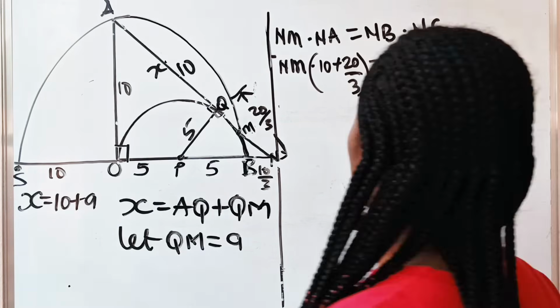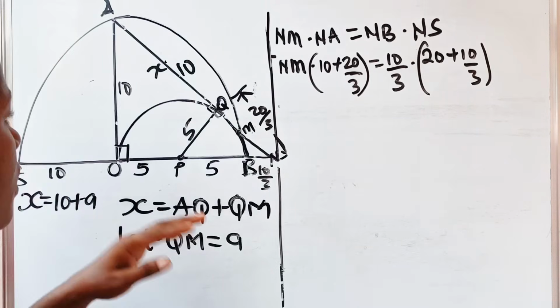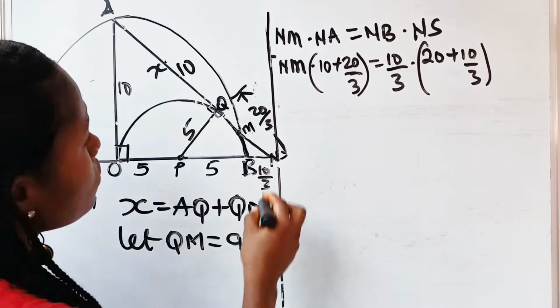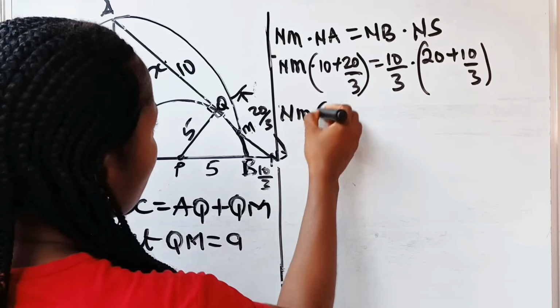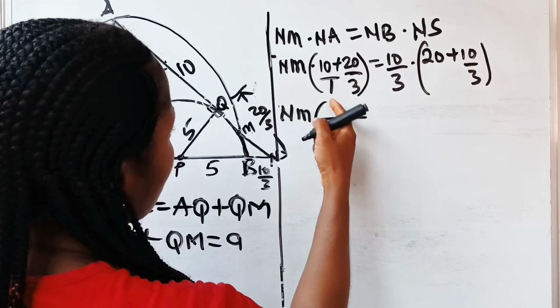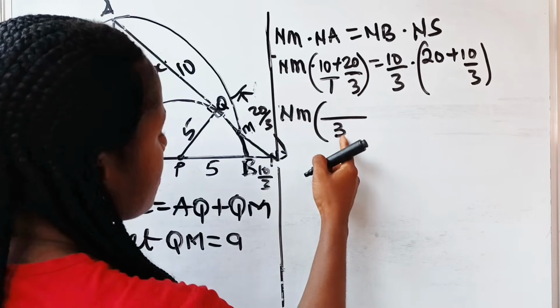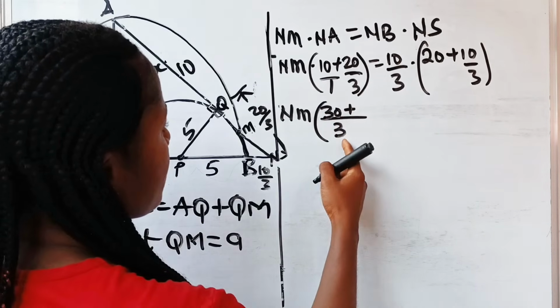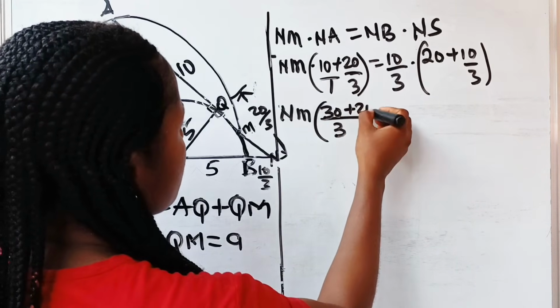All right. Okay. Now, let us solve. So we have NM multiplied by, if we solve this, the LCM is 3. Now, 1 divides 3 is 3. 3 times 10 is 30 plus 3 divides 3, 1. 1 times 20 is 20.